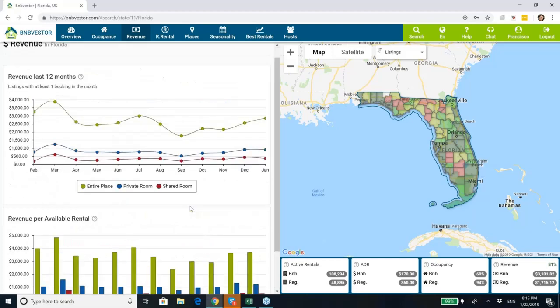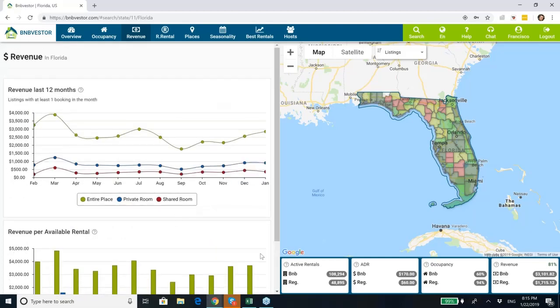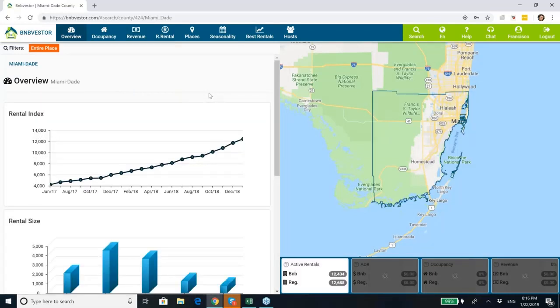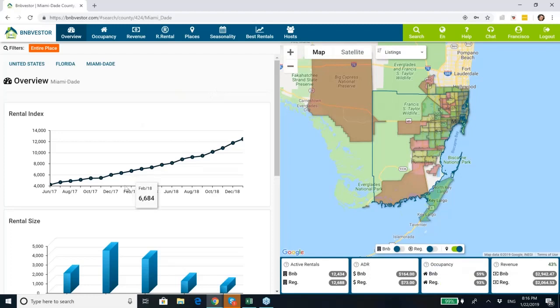Okay, again, we have the whole state over here. That's one thing that we really want to show you guys. Now, I'm going to pick Miami-Dade as our next example. I'm going to go there. And this is when we just start seeing the detail. Again, December 17, 5,976. December 18, 11,740, almost 100%.